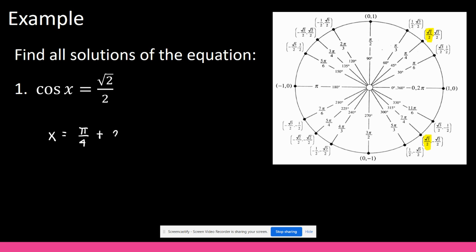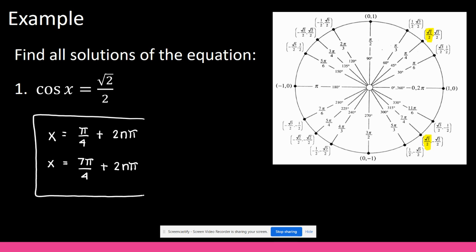But then remember, I always want to keep going back to that first quadrant, so I'm going to add 2n pi onto it. The other value is when we were in the fourth quadrant, and that's a value of 7 pi over 4. But to keep going back to that fourth quadrant, once again, we want to add that 2n pi onto it. So these are all the solutions for when the cosine of x equals the square root of 2 over 2.